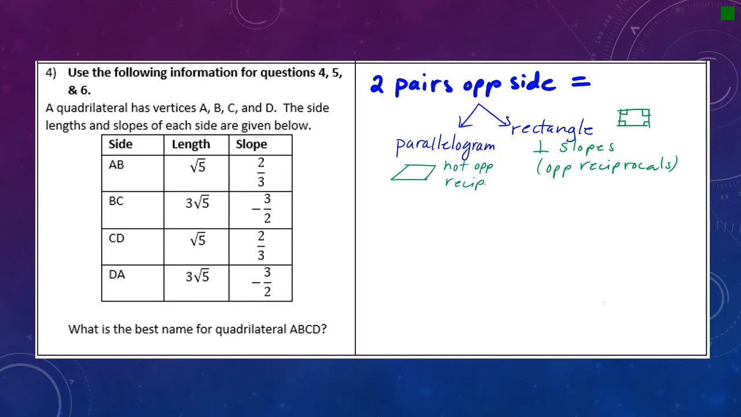So now let's take a look at the slopes here. I have 2/3 and -3/2. Those slopes are opposite reciprocals. If you flip 2/3, it gives you 3/2, and I have 1 positive and 1 negative. So these are opposite reciprocals. What that means is that my final answer is that this is a rectangle.